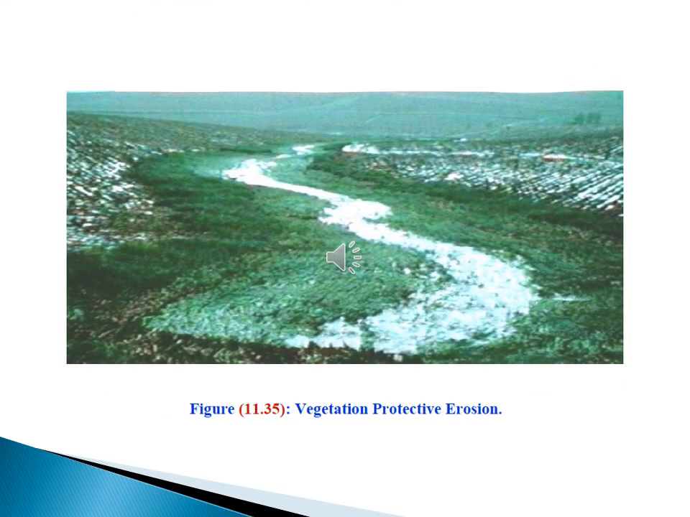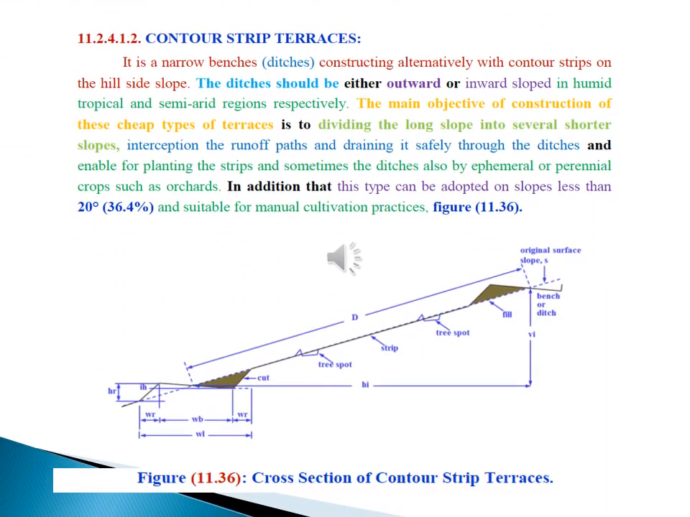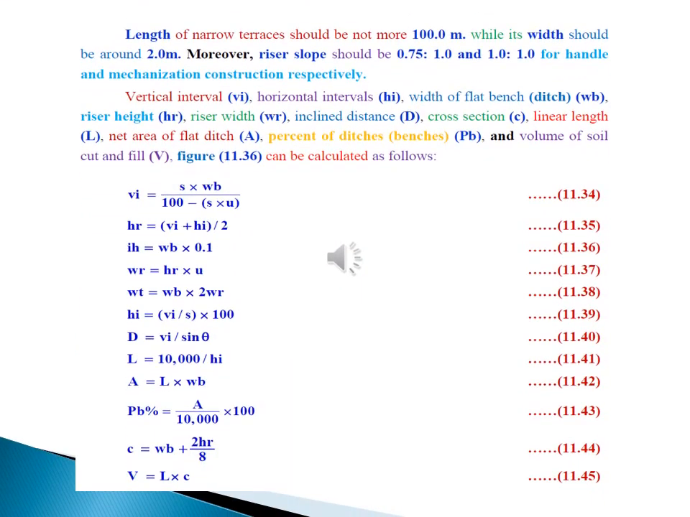Figure showing vegetation protecting against erosion. The second type of terraces is contour strip terraces. Really, they are narrow benches, such as ditches, constructed alternately with contour strips on the hillside slope, as shown in the enclosed figure. Look, my dear, length and rise slope of contour strip terraces can be defined by following the enclosed equation.